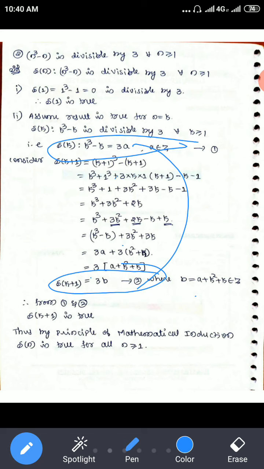So last sentence, every time you are writing the same sentence, that is by the principle of mathematical induction, S of n is true for all n greater than or equal to 1.